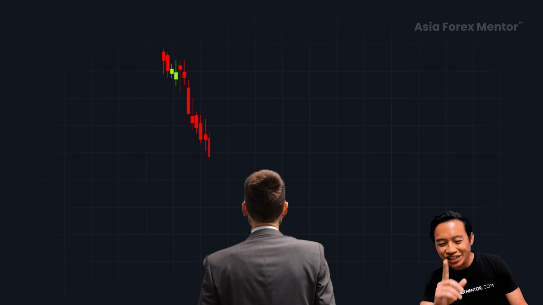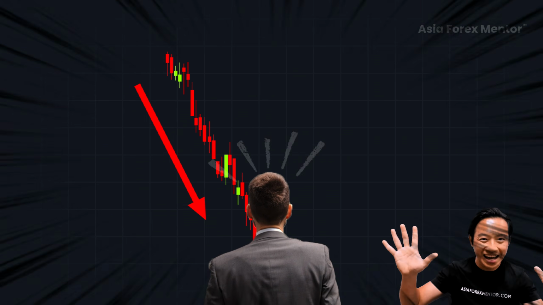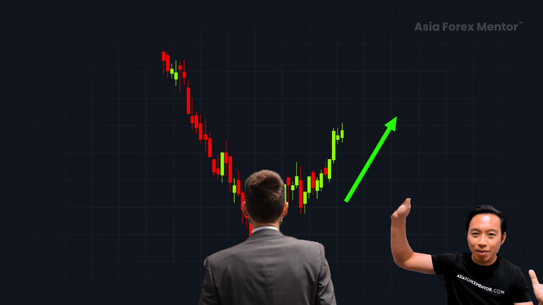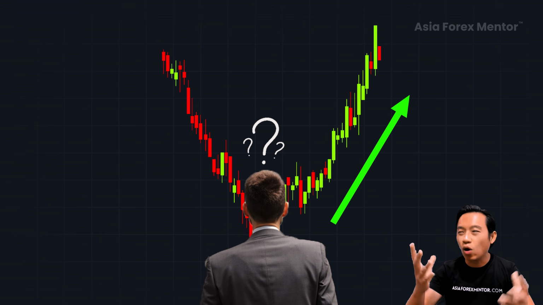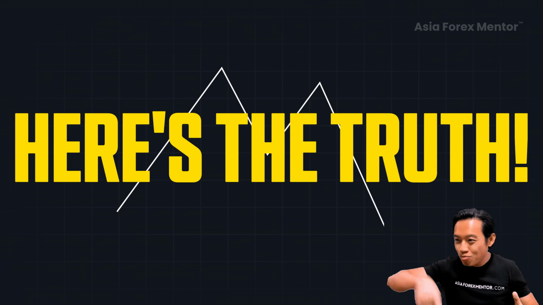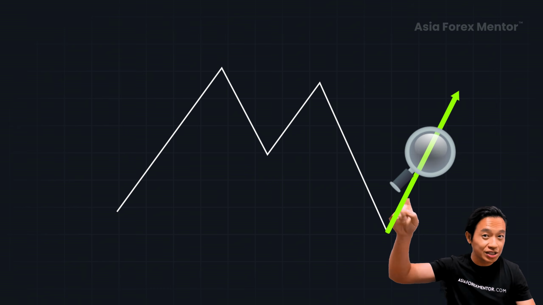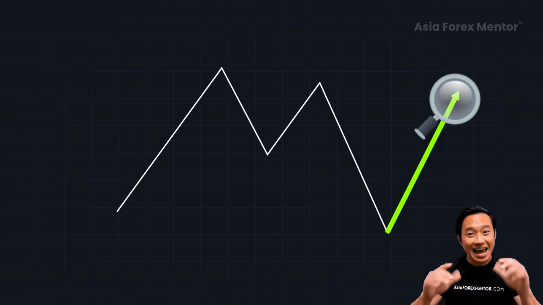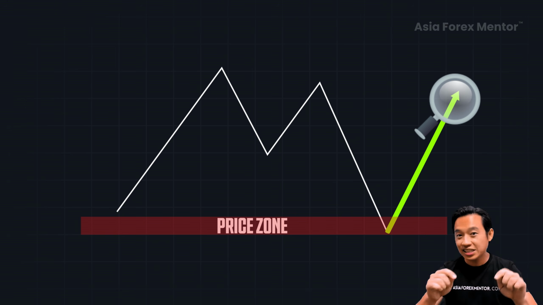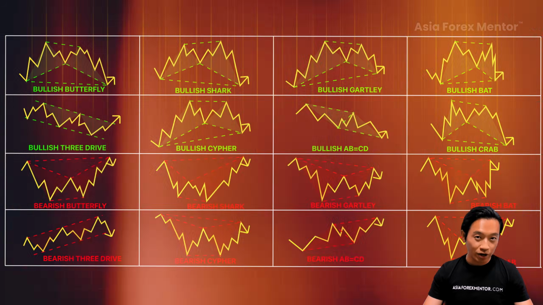So have you ever looked at a chart and thought, whoa, that move came out of nowhere? One moment the market is trending and then it turns sharply and you are left asking, what just happened? Here's the truth. That move didn't come out of nowhere. In fact, some of the sharpest reversals in the market happen at the exact same price zones again and again and again. And this is not by coincidence. This is what we call harmonic patterns.